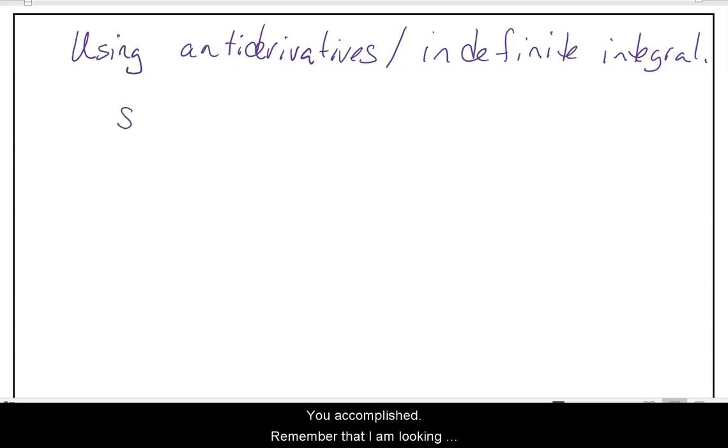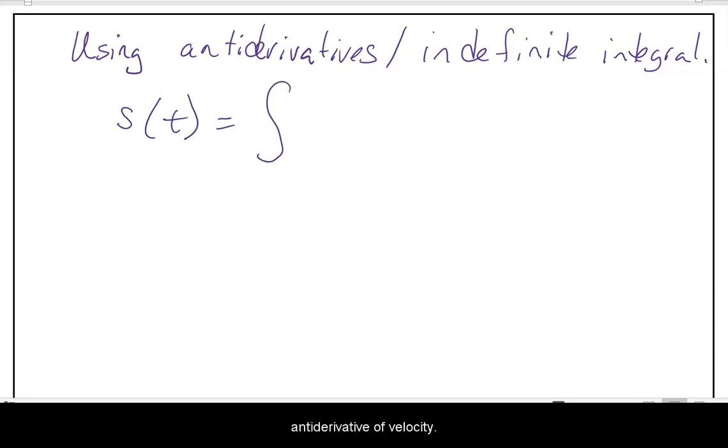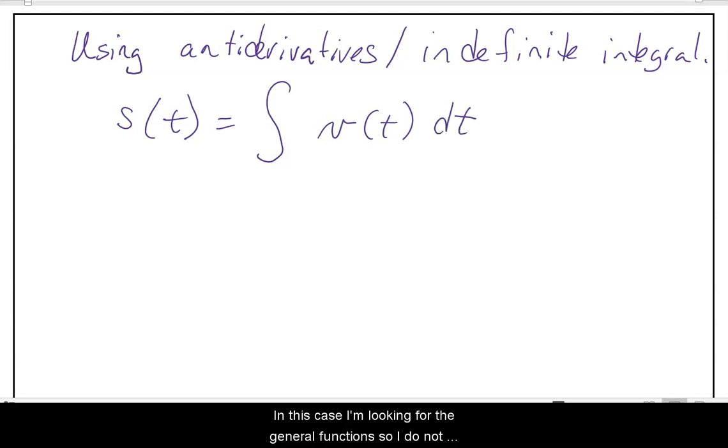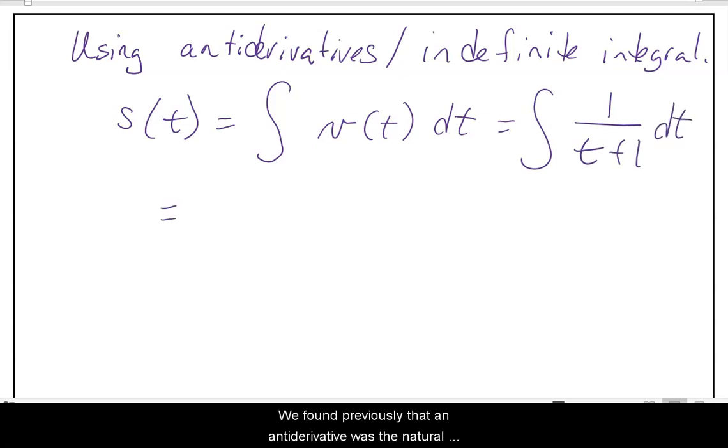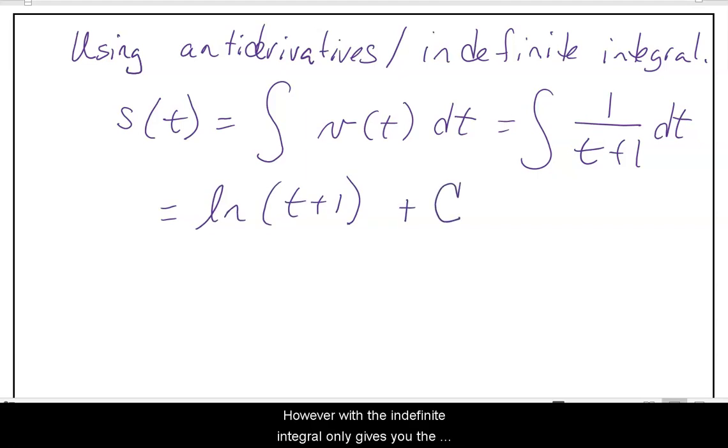To accomplish that, remember that I am looking for the position function, which will be the antiderivative of velocity. In this case, I'm looking for the general function, so I do not have limits of integration at all. Remember that my velocity function is 1 over t plus 1 with respect to t. We found previously that an antiderivative was the natural log of t plus 1. However, the indefinite integral only gives you the function up to an unknown constant of integration, plus c.